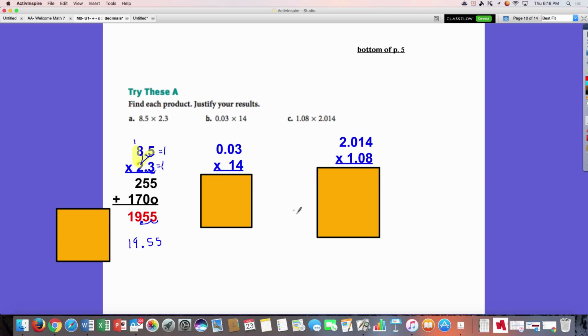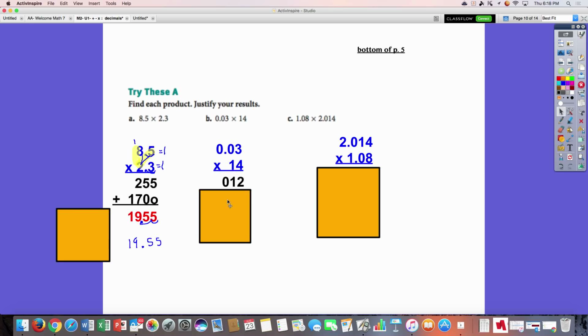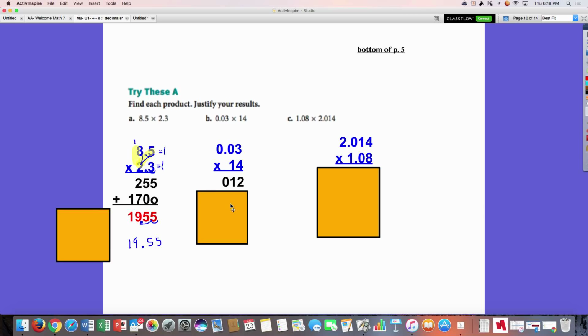When I say cheeseburger, work out this problem. Then press play again. Cheeseburger! Welcome back. If you multiplied right, 3 times 4 is 12. You put the 2 down, carry the 1. 4 times 0 is 0, plus 1, put the 1 down. Then I got my placeholder.